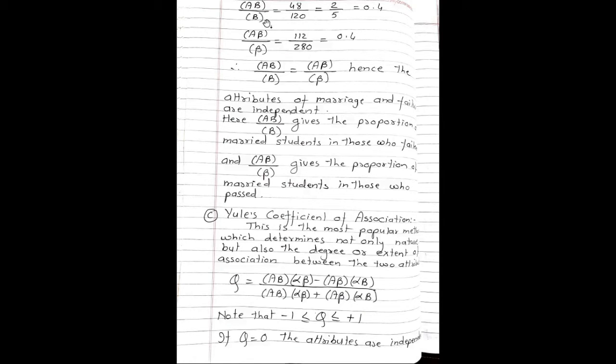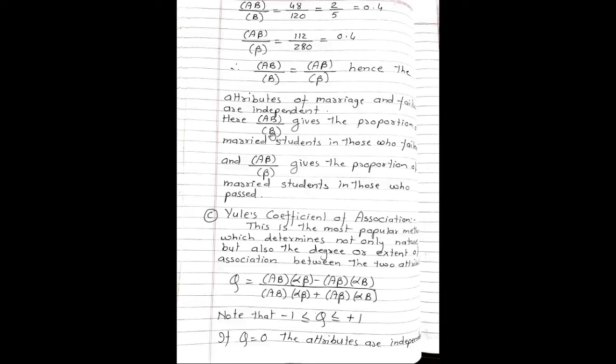So AB upon B, if you calculate this value, is 48 upon 120, which is nothing but 2 by 5, which can be written as 0.4. A beta upon beta is nothing but 112 upon 280, which is also 0.4. Therefore, AB upon B is equal to A beta upon beta. Hence, the attributes of marriage and failure are independent.